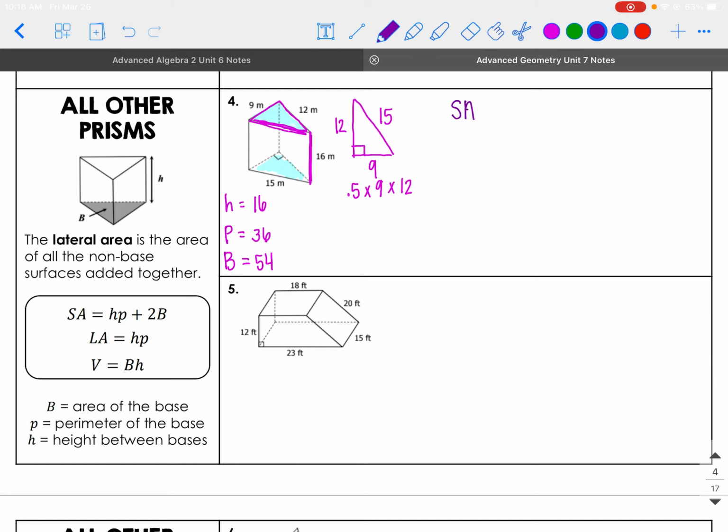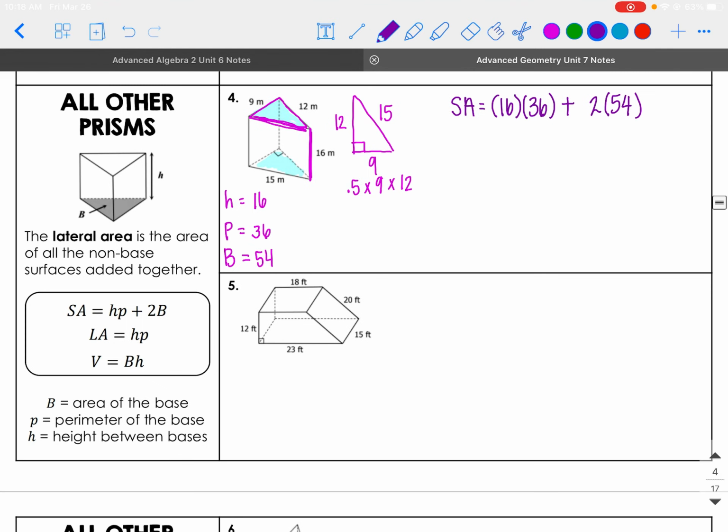All right. So surface area is HP plus 2B. So 2 times 54. And we get 684 meters squared.